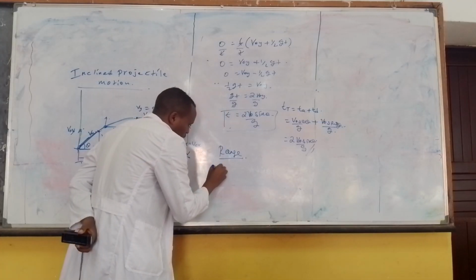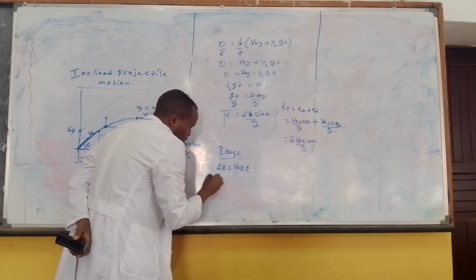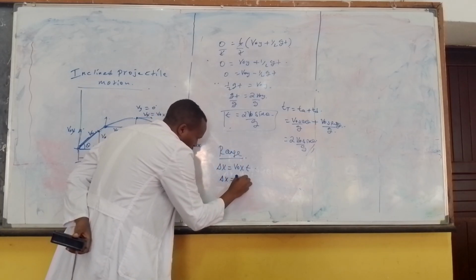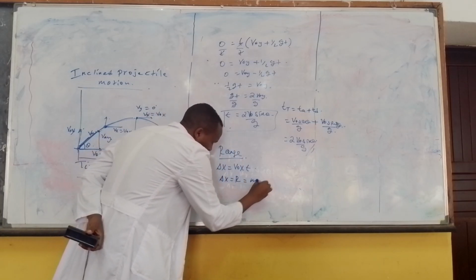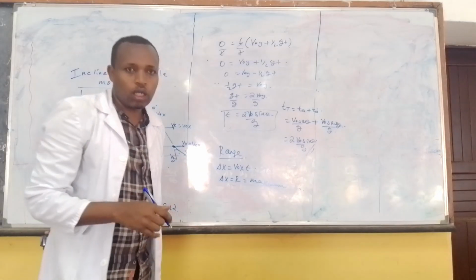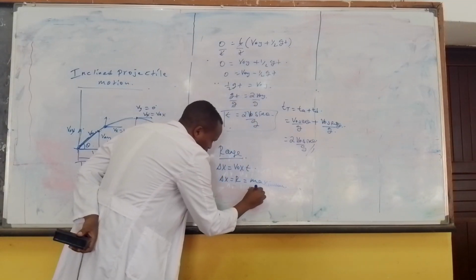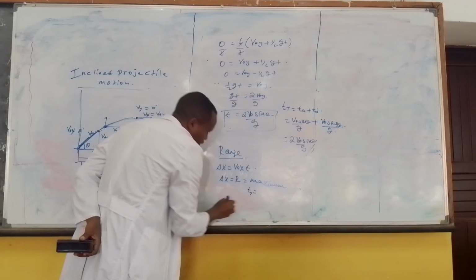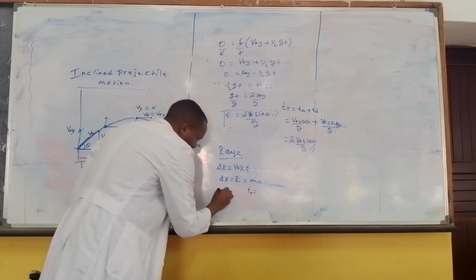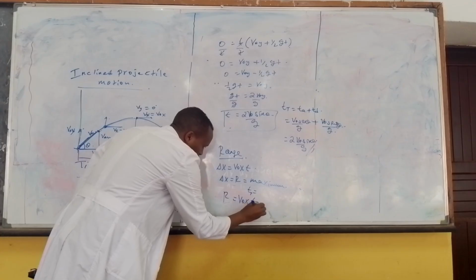Range is the maximum horizontal distance for the projectile. We know that change of x equals V naught x times t. For the maximum distance, change of x equals R. We want to reach the maximum distance, so at this time we use the time of flight, the total time. So R equals V naught x times the time of flight.